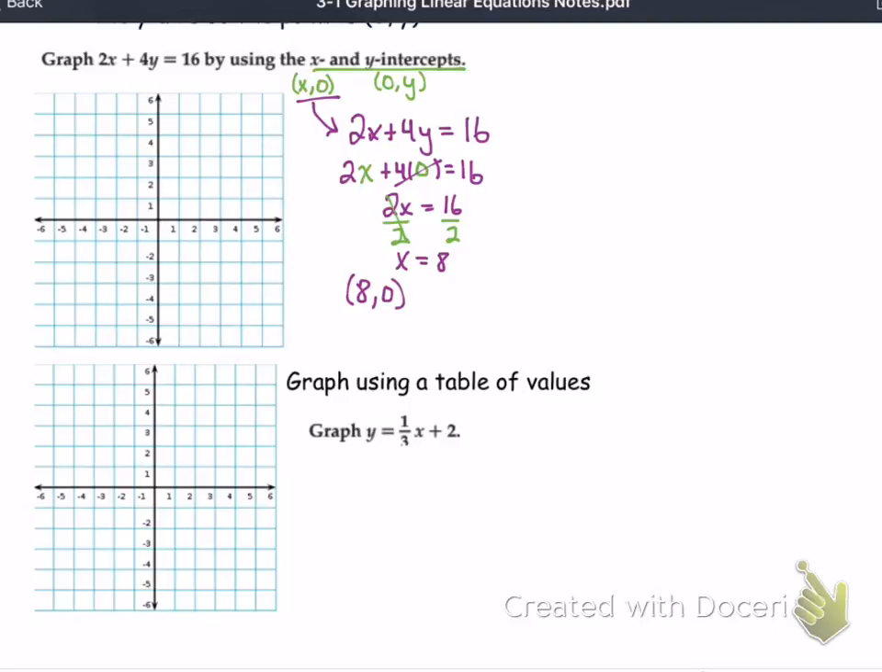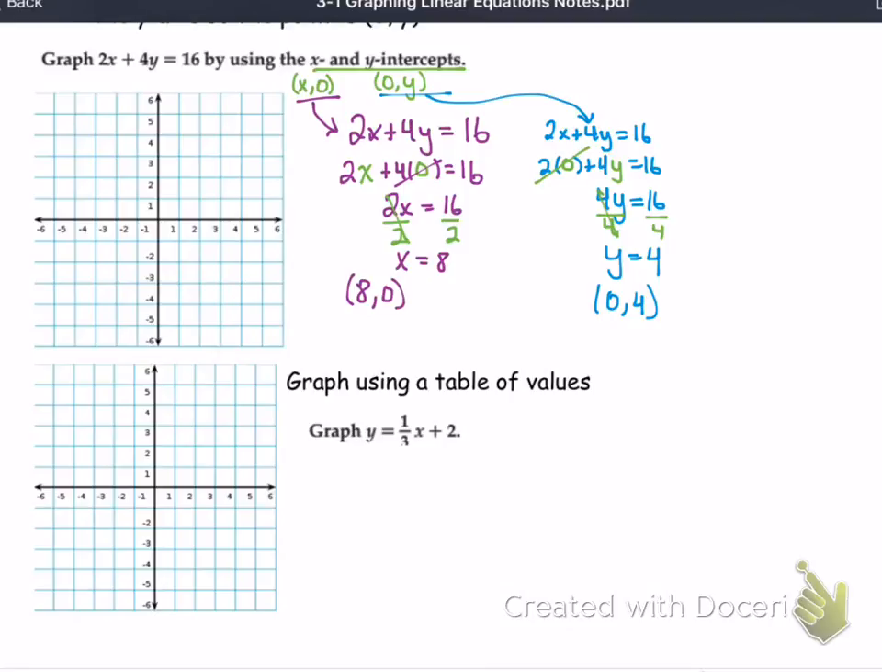Now, in the same way, for my y-intercept, I'm going to rewrite the problem. I'm going to do the same thing, only now I'm going to replace x with 0 and y with y. This time, the 2 times 0 cancels, and I end up with 4y is equal to 16, divide both sides by 4, and I end up with y is equal to 4. So that means that my y-intercept is 0, 4.